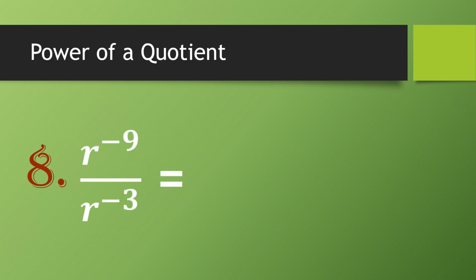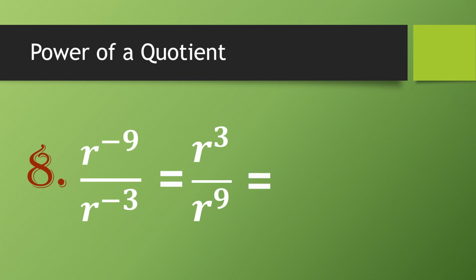Another example is r raised to the negative 9 power over r raised to the negative 3 power. We will interchange the two terms. The denominator will become the numerator and the numerator will become the denominator. And observe what happened to the exponent. They became positive. Then, apply the rule that we had a while ago.